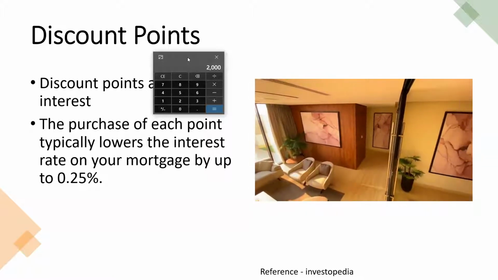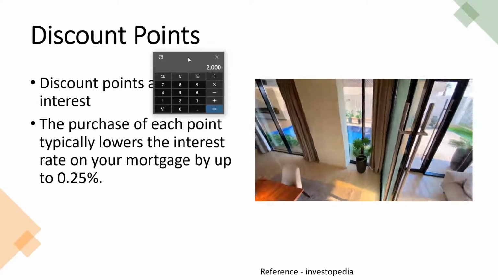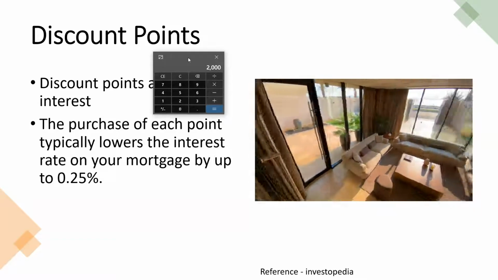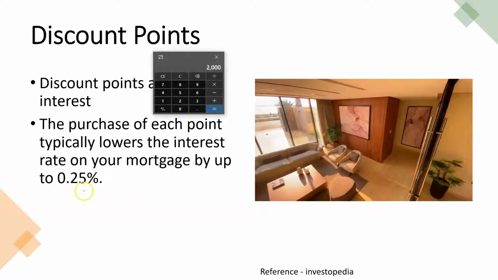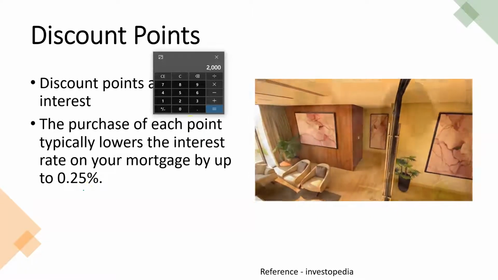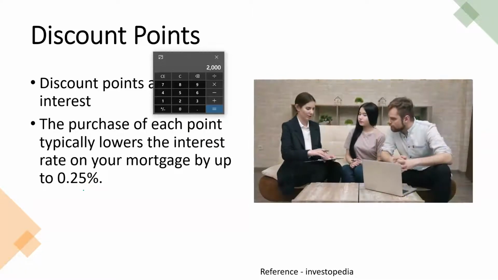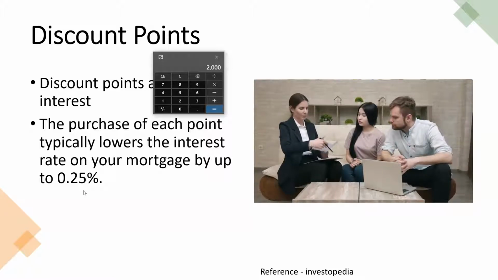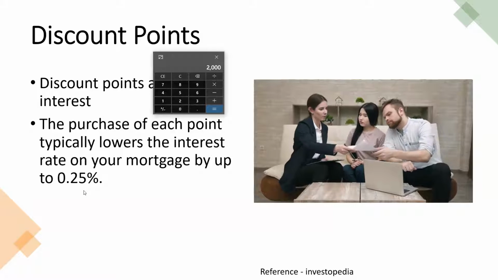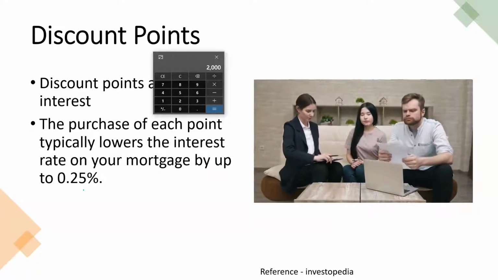Practice problems and sample problems really help us to understand that kind of decision-making process a bit more because it can be quite complex. Now, again, it's 0.25. So the purchase of each point typically lowers the interest rate on your mortgage by up to 0.25. So you want to see exactly what it is in your circumstances. How much will this lower the rate?